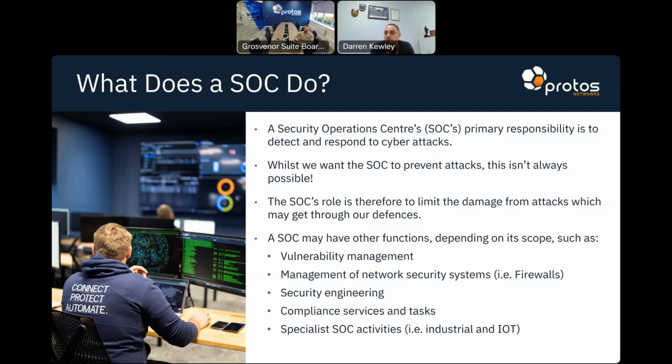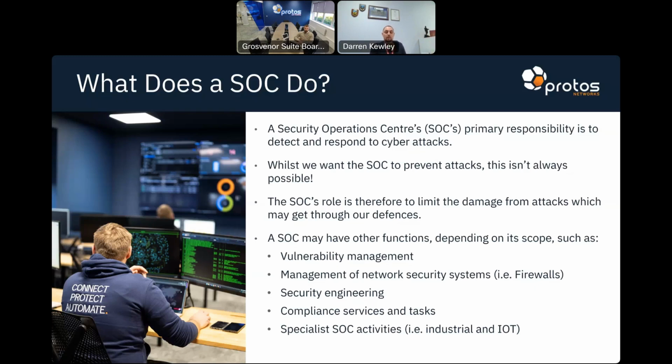The SOC will also do architectural design and security engineering, sometimes. That's certainly something we do ourselves: designing a zero trust framework for customers, or designing their EDR rollout, or whatever that looks like. You can also have compliance-based SOCs, or a SOC that is there to help with your compliance needs, and we'll cover that later.